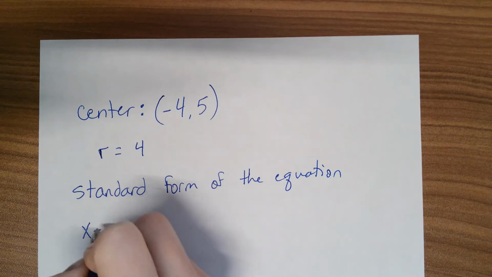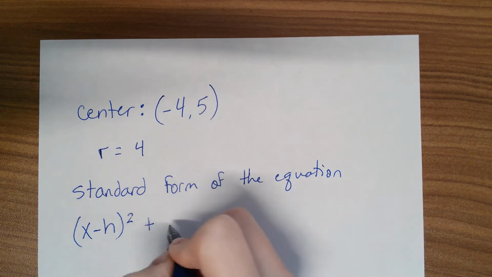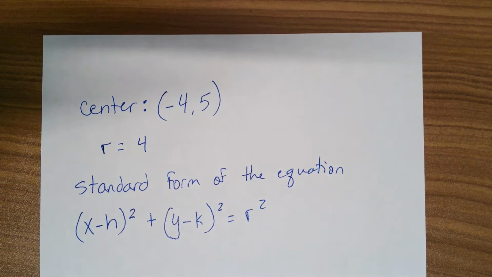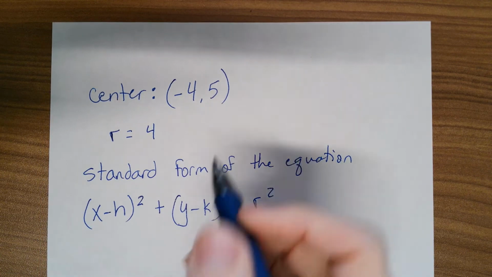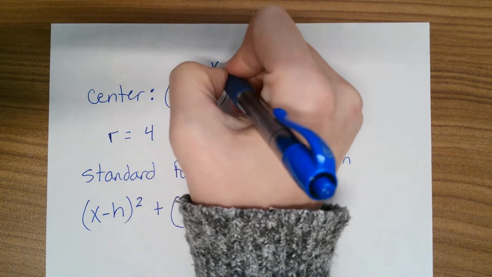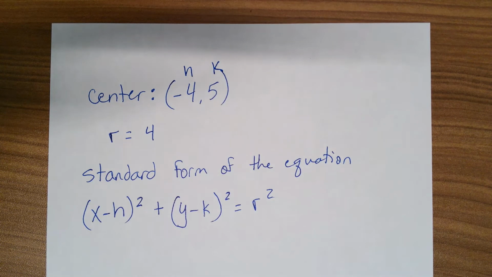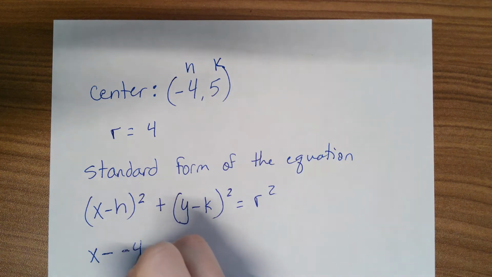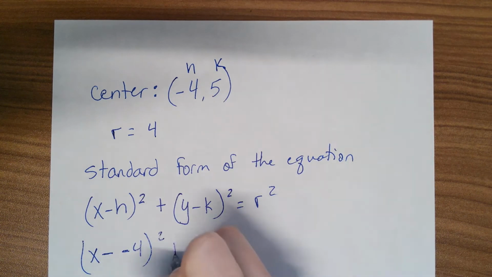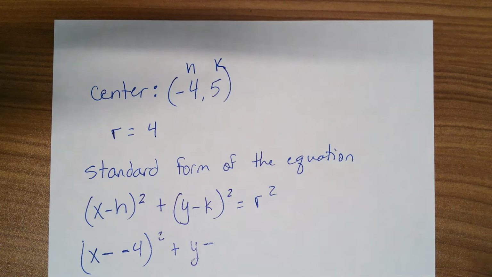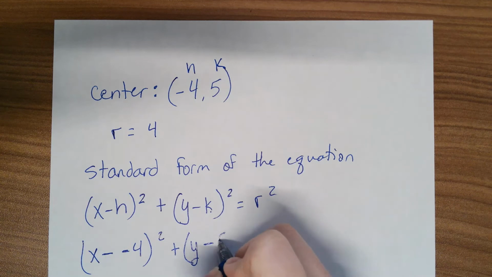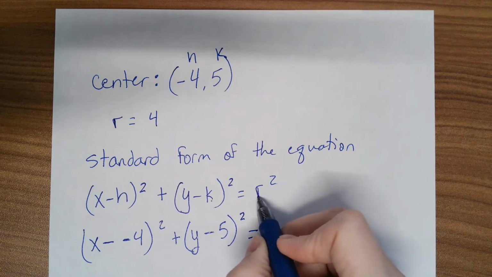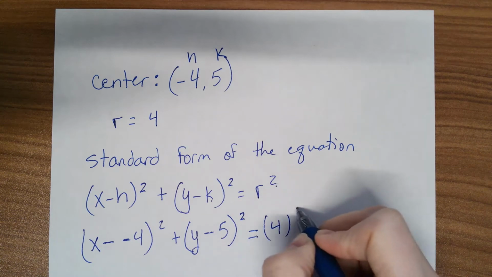So let's get that. I have (x minus h) squared plus (y minus k) squared equals r squared. There's my standard form, and I need to substitute my values back in. So in my center, this is my h value, this is my k value, and I have r to be 4. So I'll have x minus, that's part of the formula, and h is negative 4, squared, plus y minus my k value, which is 5, squared, just following the formula, equals the r value squared. R is 4, and I need to square that.